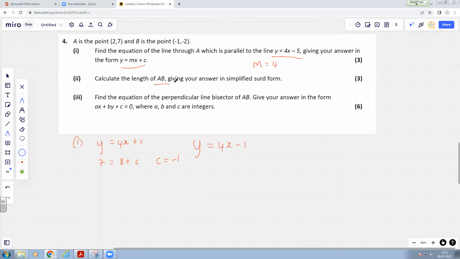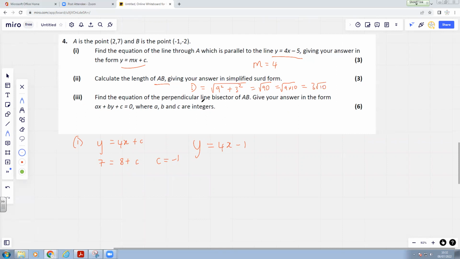Calculate the length of AB, giving your answer as a simplified surd. Well, this is just going to be distance equals, now like I say, I try not to faff around too much here. How much has y changed there? 9. Square it. How much has x changed going from here to here? 3. Square it. So that's root 90, but that's definitely got a square factor of 9. 10 has no square factors. So I could say that's 3 root 10.